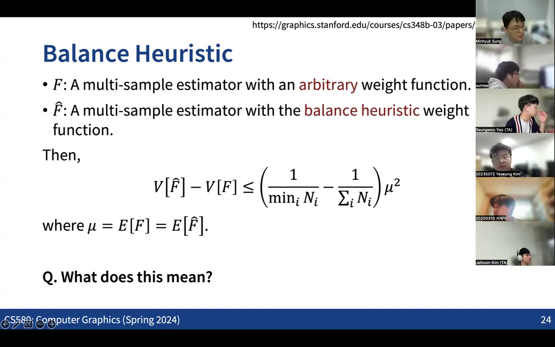And there is a positive amount of the gap when you take the difference from the variance of the multi-sample estimate with the balance heuristic weight function and the one with some arbitrary weight function, which means that actually the variance of the multi-sample estimator with the balance heuristic weight function can be bigger than the variance of some estimator with some arbitrary weighting function, right?